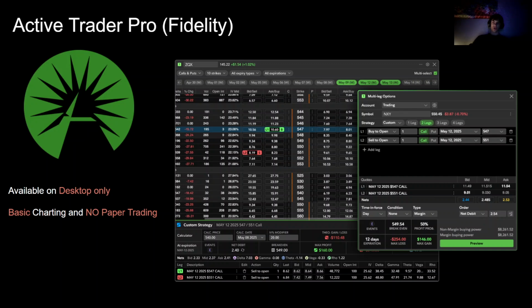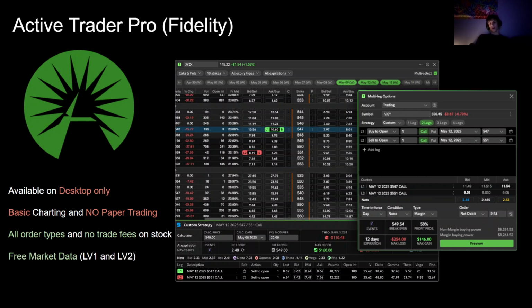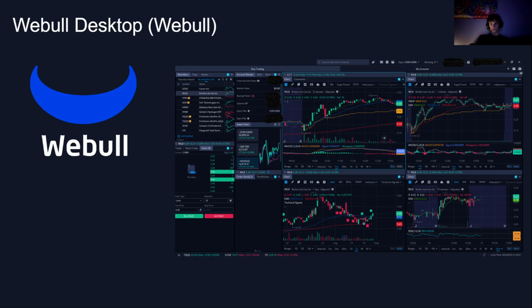They have really basic charting and no paper trading. And by basic, I mean like super basic. I couldn't do any of my charting on there, and that's sort of why I use a separate software for that. They have all order types and no trade fees on stock. They have free market data for level 1 and level 2, and they have no custom scripting whatsoever.